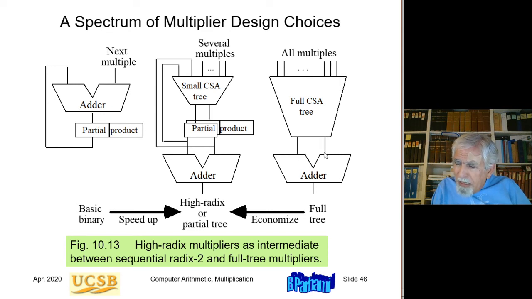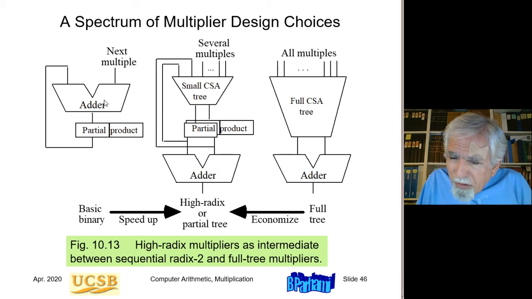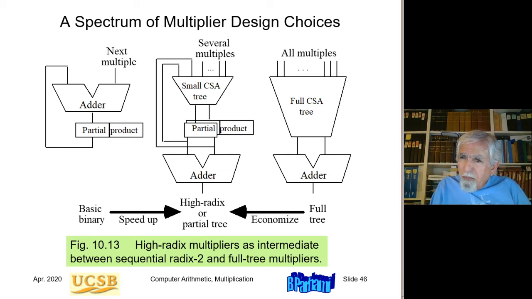And then I add these two numbers in the adder. So this is a full carry save adder tree. This is a small carry save adder tree, which can be viewed as an intermediate design between this high cost, high speed full tree multiplier and the low cost, low speed regular binary multiplier.